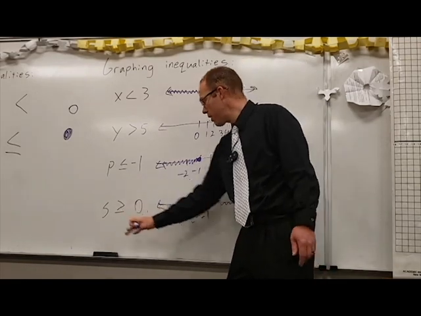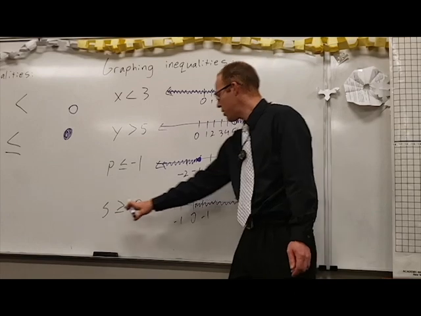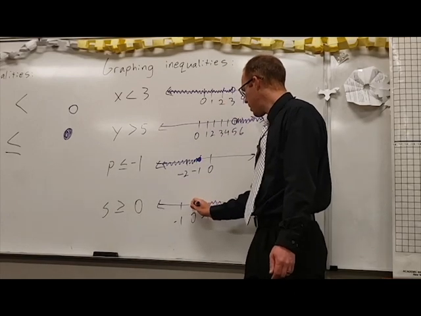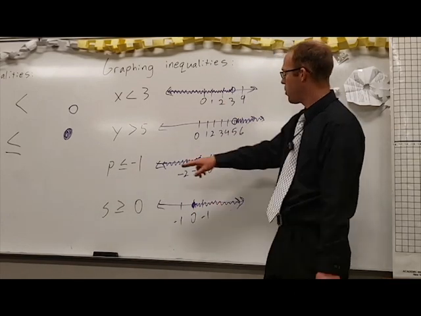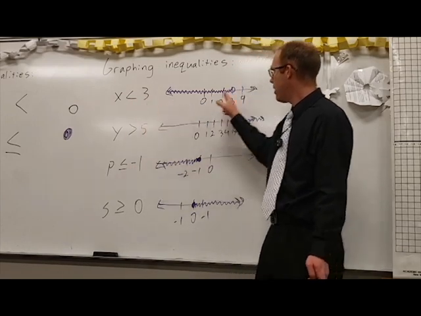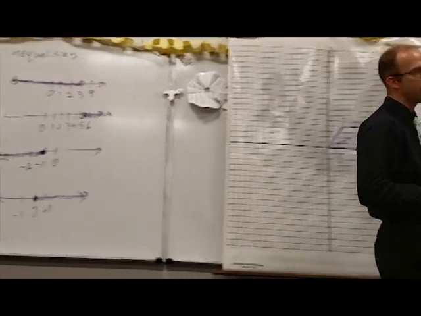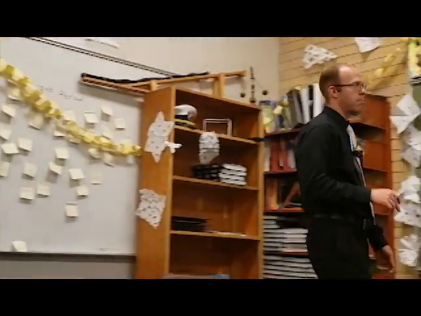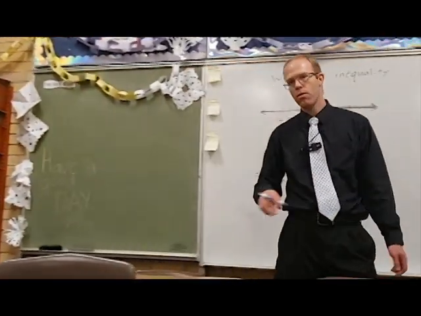And here we're allowing s to be equal to 0. So again, I put a closed circle. So whenever we're allowing it to be equal, it's a closed circle. If we're not allowing it to be equal, it's an open circle. Let's take a look at 4 example graphs, and our next task is to write the inequality.